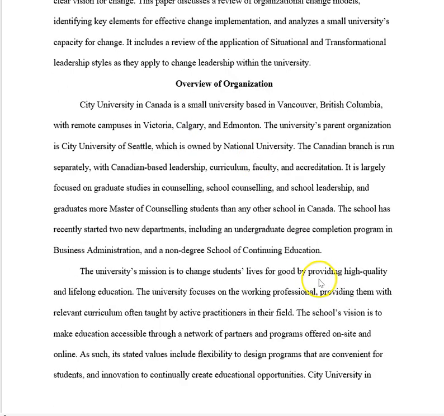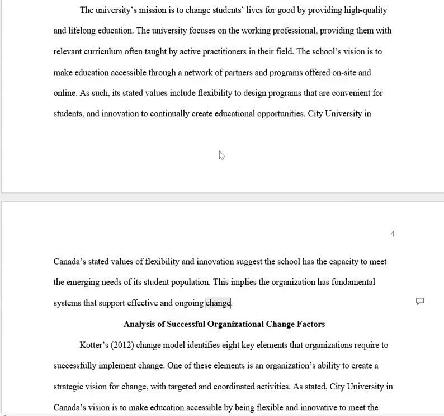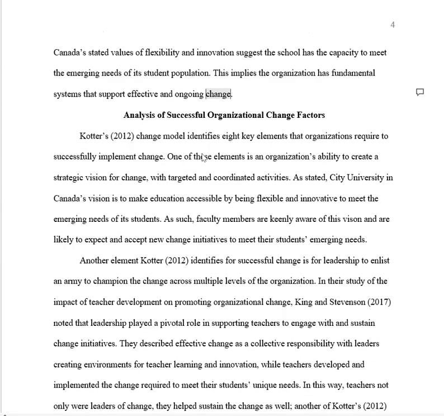So it looks like that this paper was actually written by an employee of City University in Canada. And the author talks about that. Remember, we're looking for demographic information, an overview of the organization. In this case, it was City University. We were looking for an analysis of successful organizational change. I could see the author brought Cotter into it, which was one of the expectations of the instructions.